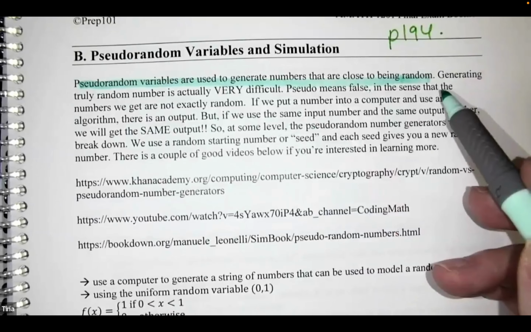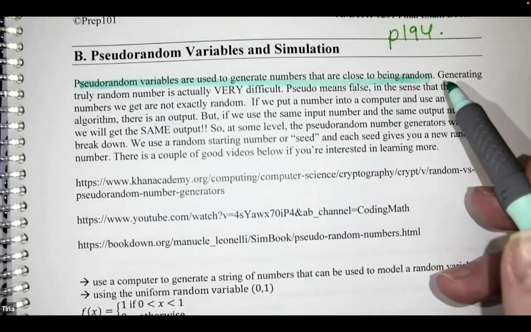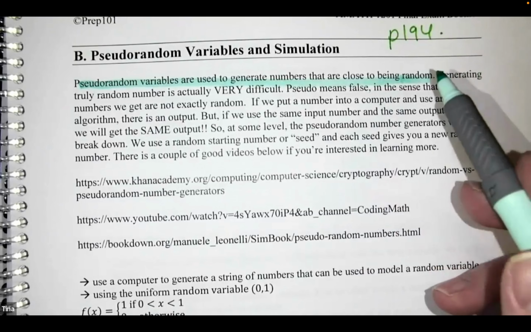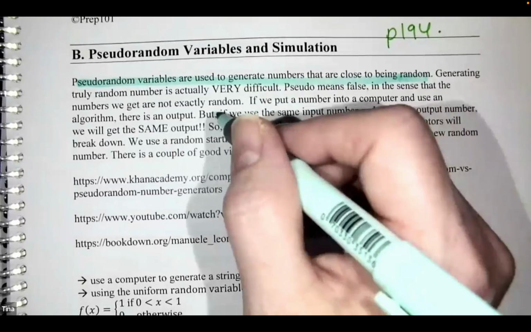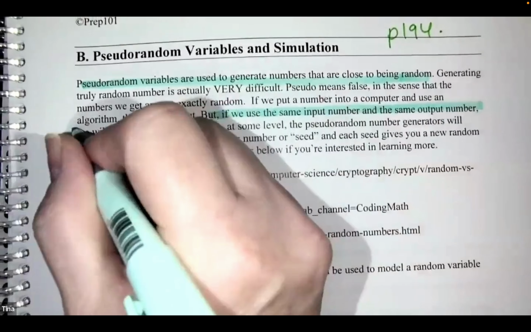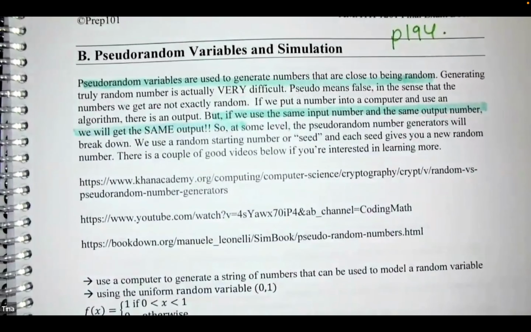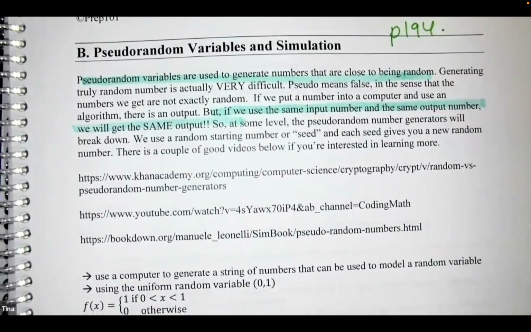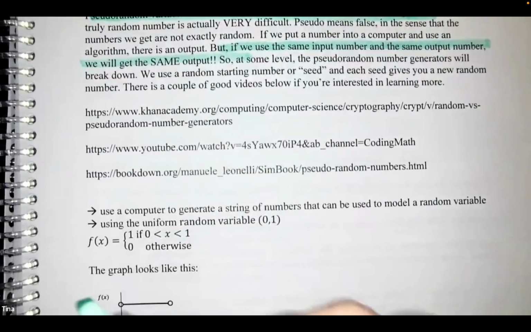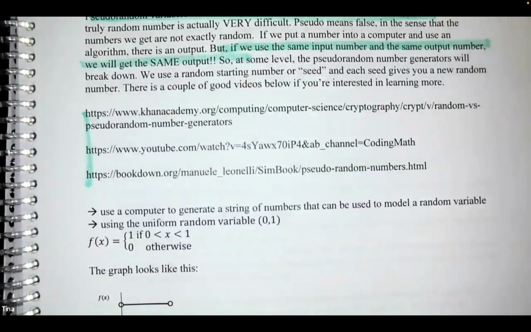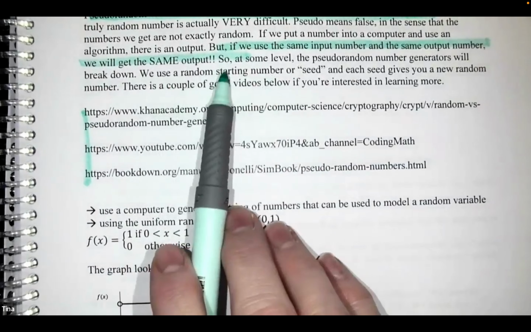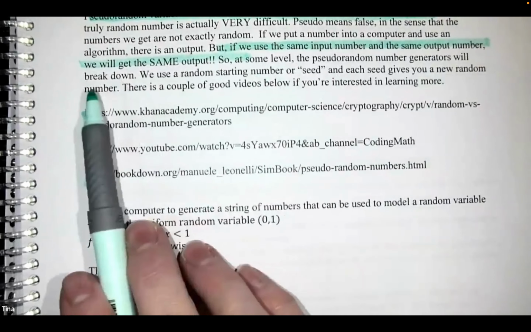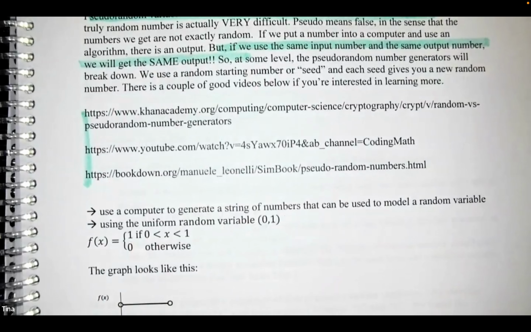If you put a number into a computer and use an algorithm, you can get an output. But if you use the same input number and the same algorithm, you're going to get the same output every time, right? So there's a couple of videos I found, if you're interested, on using a random starting number or seed and how each seed gives you a new random number.